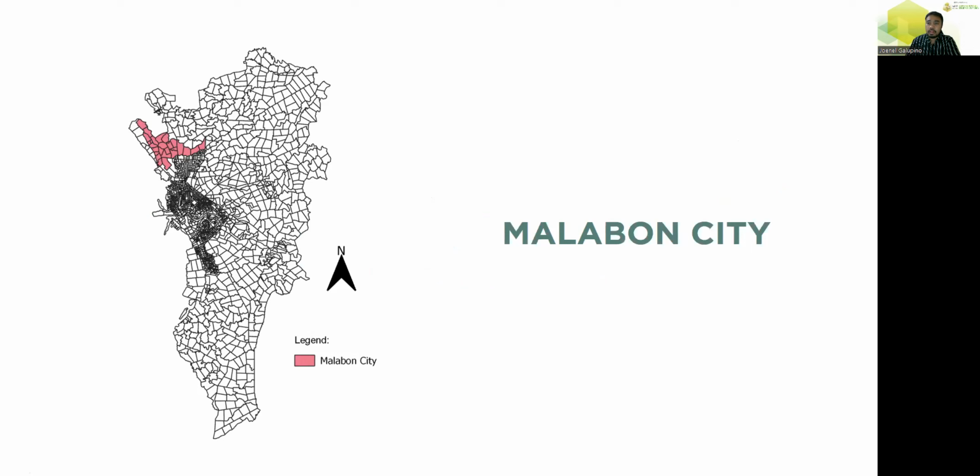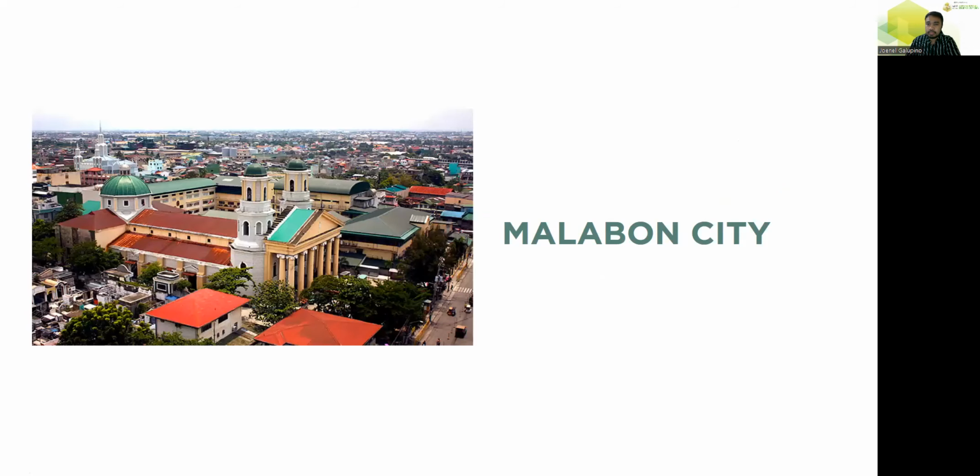So for our research locale, we will use Malabon City. It is situated in the northern sector of Metro Manila. It is a thriving city that is bounded on the north by the city of Valenzuela, on the west and southwest by the city of Navotas, and on the east and southeast by the city of Caloocan.